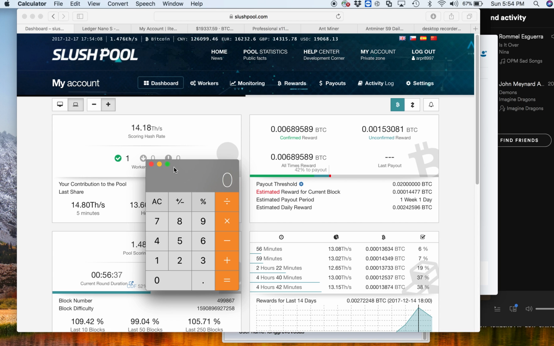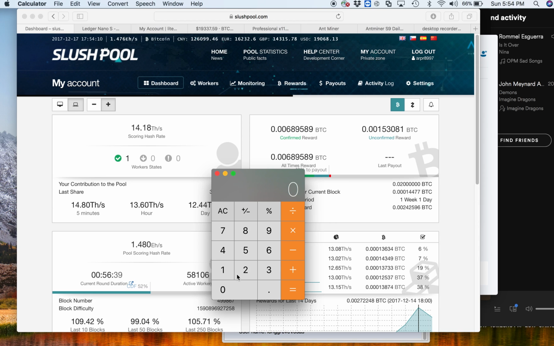So we're gonna add 0.00689589 plus 0.00153081. Okay, so it's gonna be 0.0084267. So we multiply that by today's Bitcoin rate.